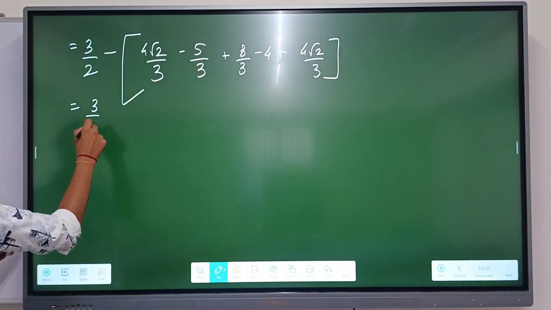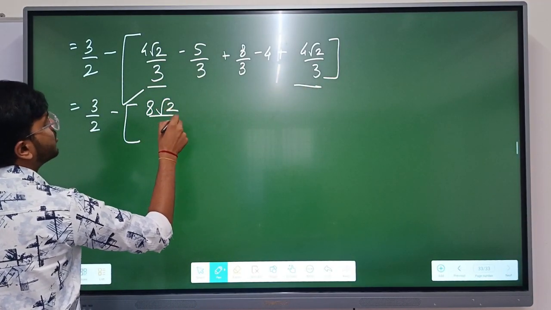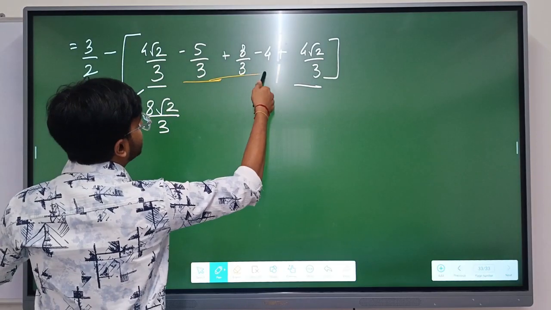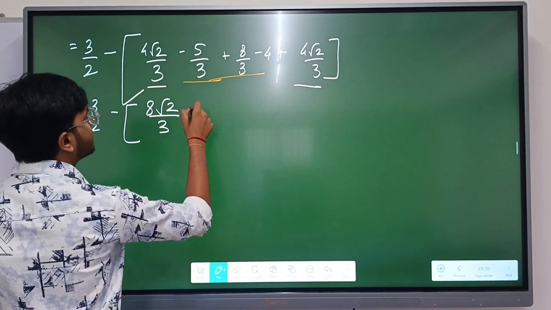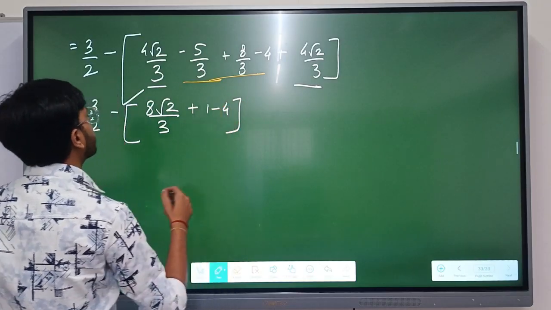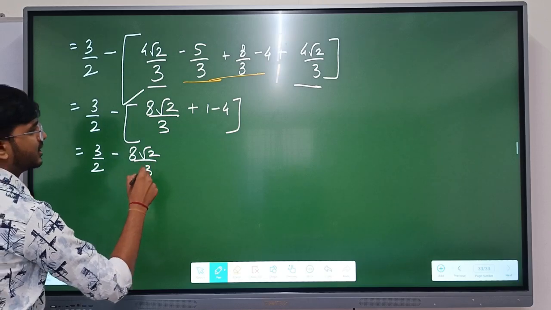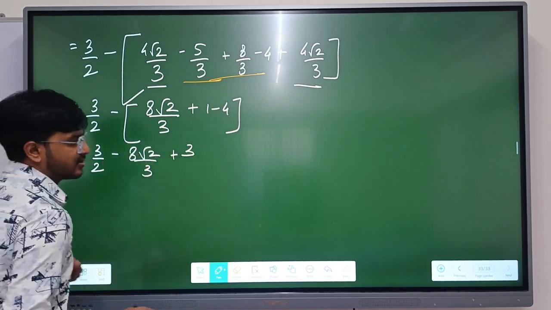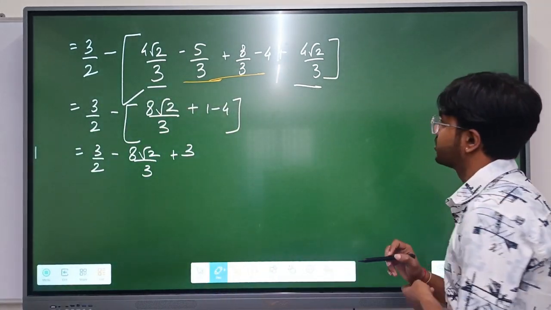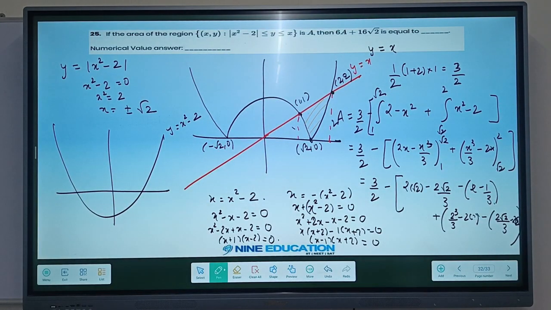So 3 by 2 minus of, this will be 8 root 2 by 3 minus 5 by 3 plus 8 by 3, it will be plus 3 by 3, plus 1 minus 4. So 3 by 2 minus 8 root 2 by 3 minus plus 3. This will give you a solution. You can compare with the solution to get your 6A plus 16 root 2 to get your value of capital A.